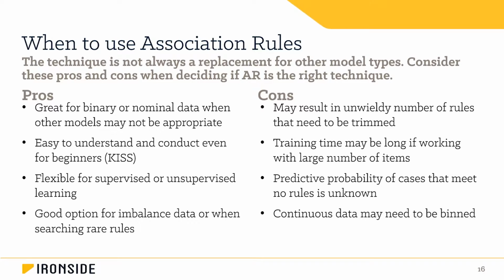So again, just to think about when you might want to consider using this, if you've got binary nominal data, especially a large number of inputs, if you have imbalanced data, you're trying to predict something that's very rare, you're trying to find patterns that you think very rarely occur and you want to pull those out, those are good options for association rules.